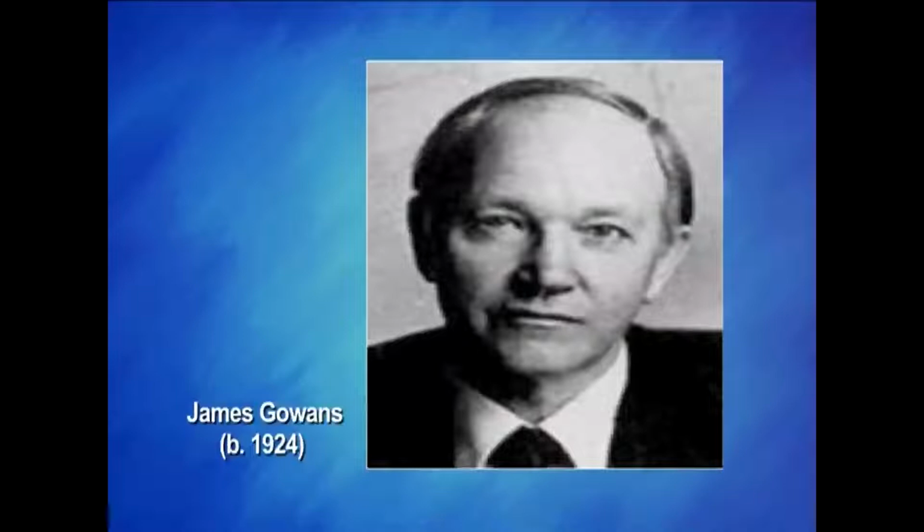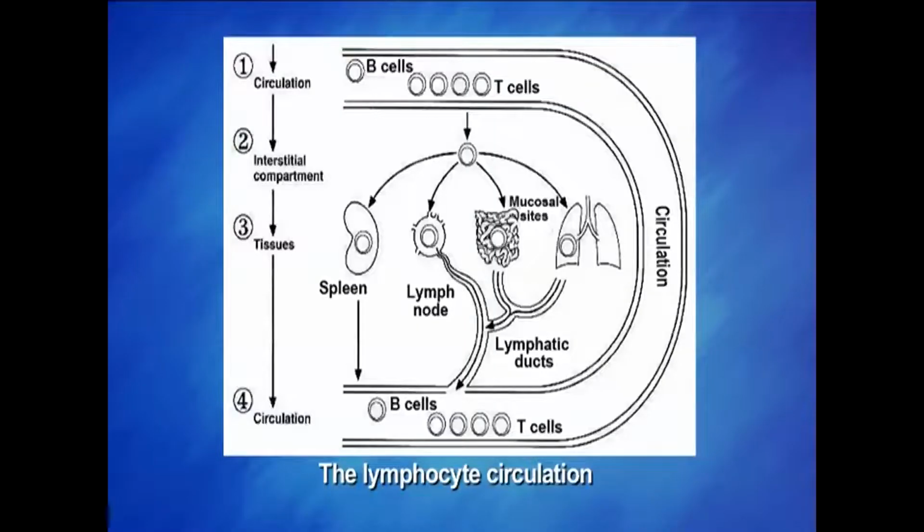This discovery was by Gowans in the year 1959. He showed that lymphocyte circulation follows a unique pathway. Lymphocytes may be the B cells produced from the bursa or T cells produced from the thymus. They primarily flow through the blood vessel, moving in the circulation, and then they come outside the blood vessel into the interstitial space. When they come into this interstitial space, they can get into the spleen, the lymph node, the mucosal sites, or even sometimes the lung, in the macrophages.